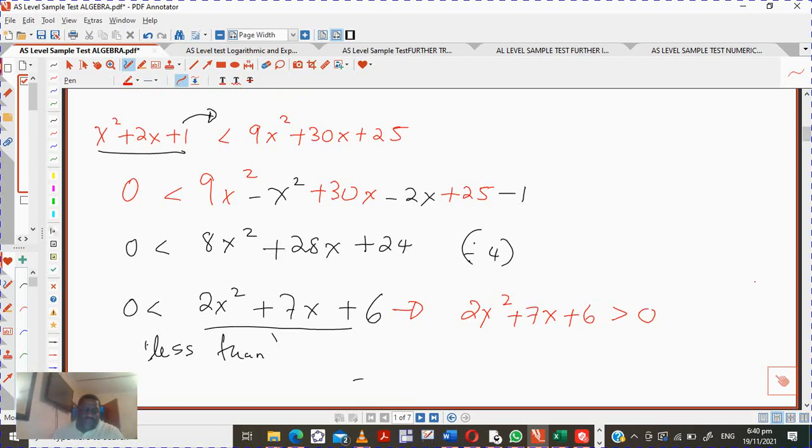All right, so I'm going to try to factorize. I'm going to make this an equation. So when you factorize this, you should get 2x plus 3. That would be one bracket, and then x plus 2. We can say equals 0.